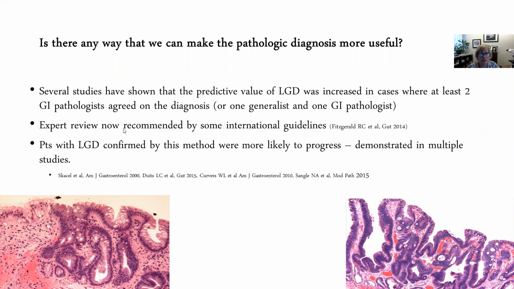Because of these studies, this expert review is now recommended by some international guidelines, because it basically means that patients with low-grade dysplasia confirmed by this method are much more likely to progress to high-grade dysplasia and to outright malignancy, which is kind of a backwards way of confirming that it actually was low-grade dysplasia in the first place.